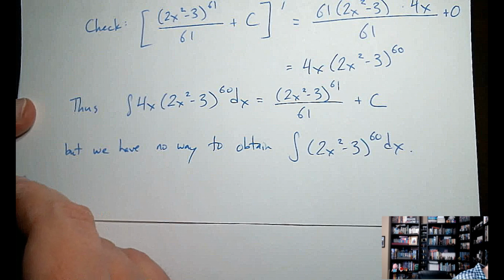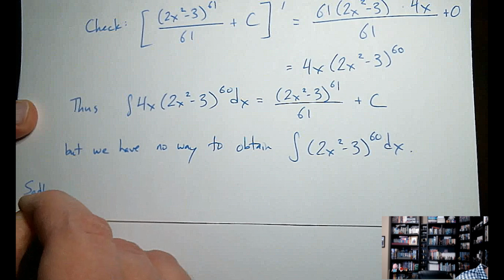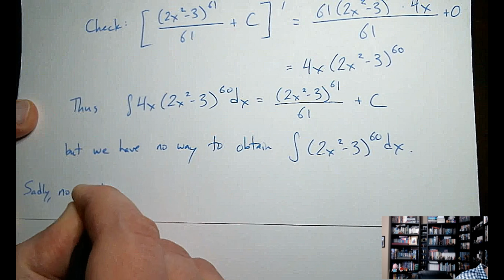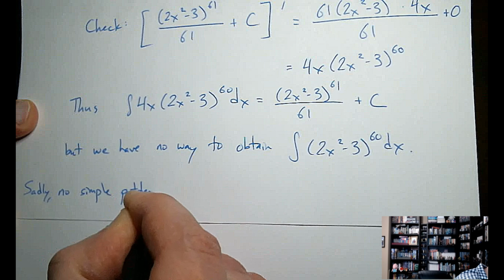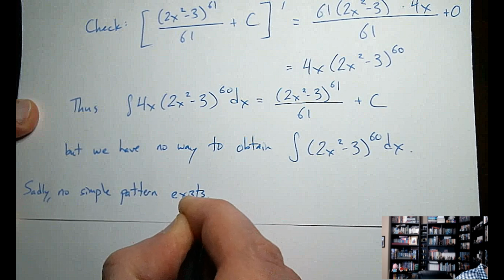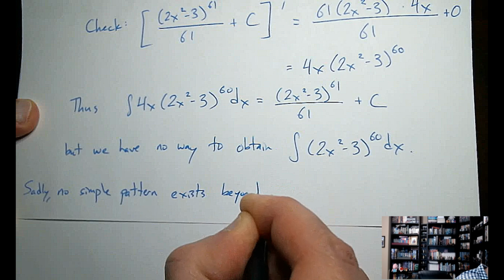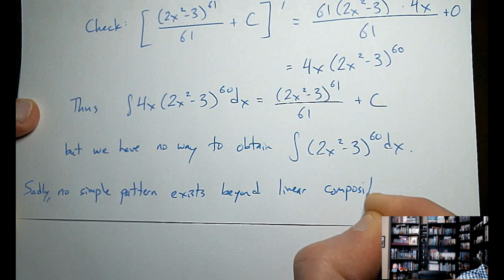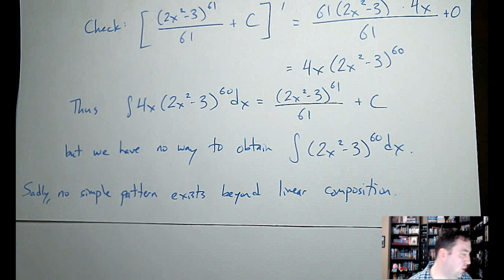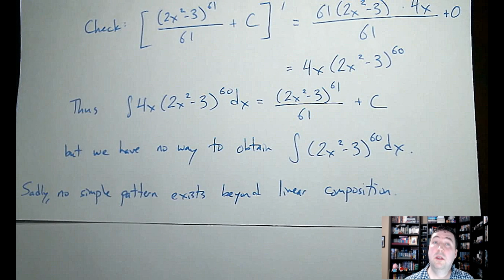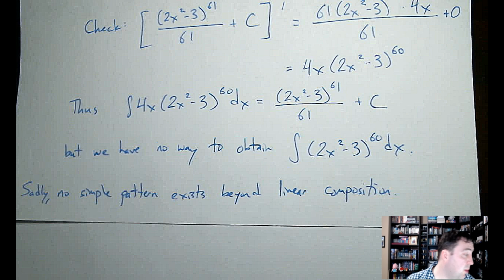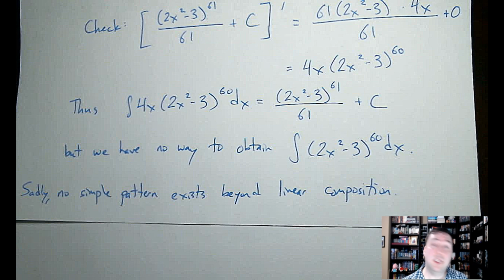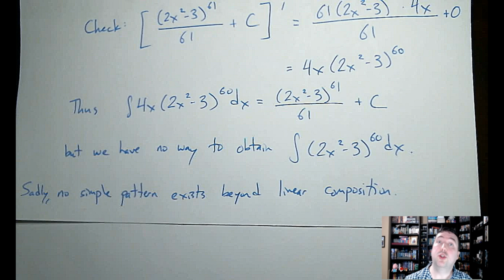So sadly, no simple pattern exists beyond linear composition for the purposes of integration. So what are we going to do then? How would we work out the integral of (2x^2 - 3)^60 then? Or the integral of any other composite function where it isn't just linear composition?